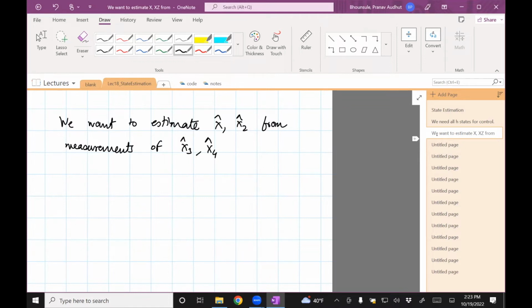Yeah, those are measurements, but the measurements may not be the actual state because the measurements would have some noise. So we'll just make it x3 hat and x4 hat. So our estimated state is x hat, which is x1 hat, x2 hat, x3 hat, x4 hat.